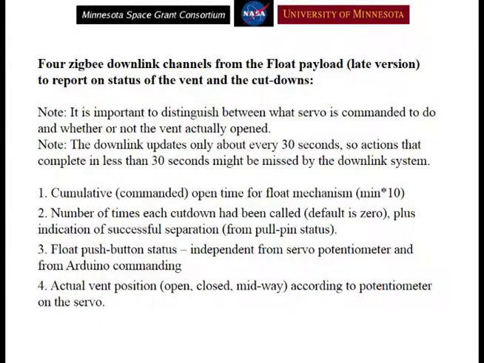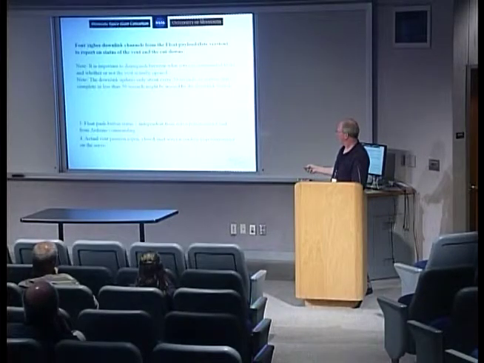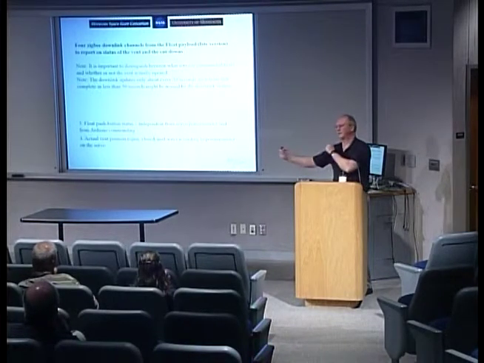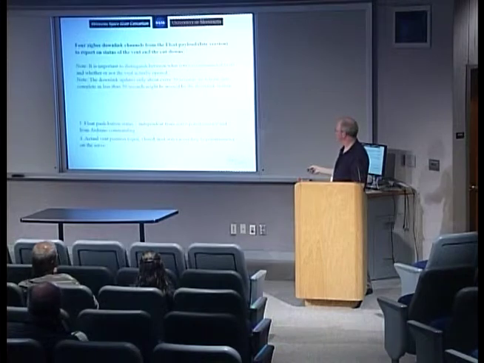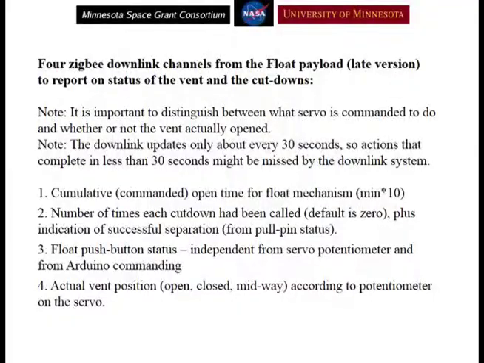So what we did is we had one downlink channel telling us what is the vent position, another one that was telling us whether or not the vent had pushed a button at the far end, which told us that it was fully open. That was independent from what we told it to do. And then how long it had been open cumulatively, and how many times the cutdowns had been called, and had they been successful.